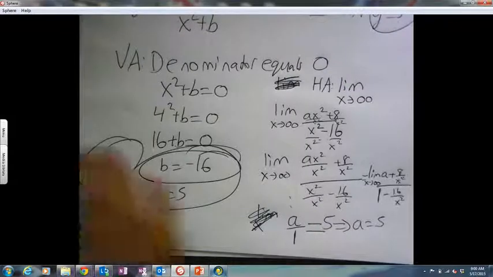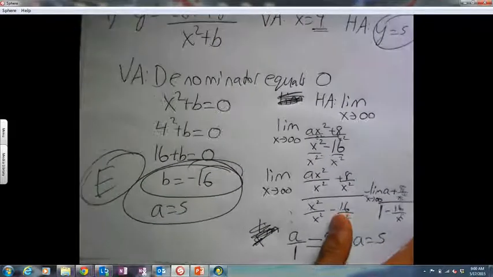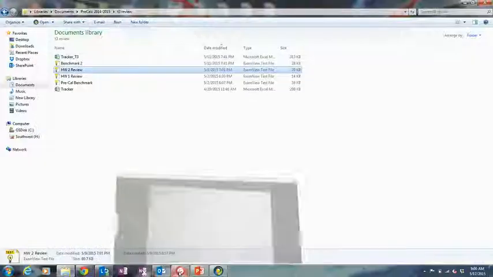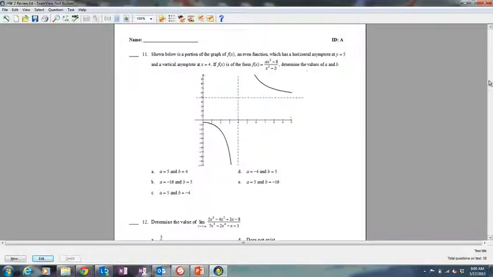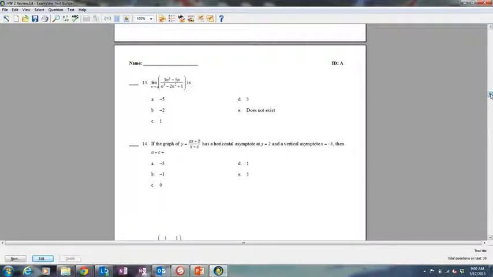Let me actually do another problem here. Let me do another one on the homework that is similar. So let me do number 14 now. Number 14 says we have y equals ax plus b over x plus c. It says we have a horizontal asymptote at y equals 2 and a vertical asymptote at x equals negative 3.